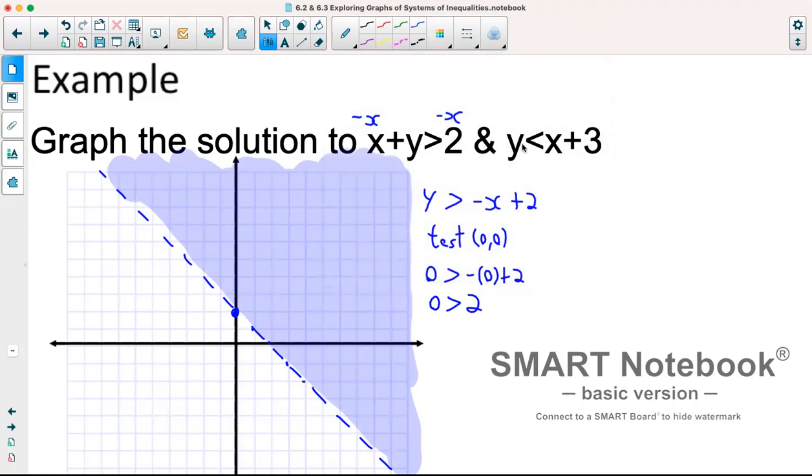Now what we'll do is graph this second equation. Our y is less than x plus 3. So we have a y-intercept of 3. We have a slope of positive 1. And once again, we don't have our equal to, so it's going to be a dashed line.